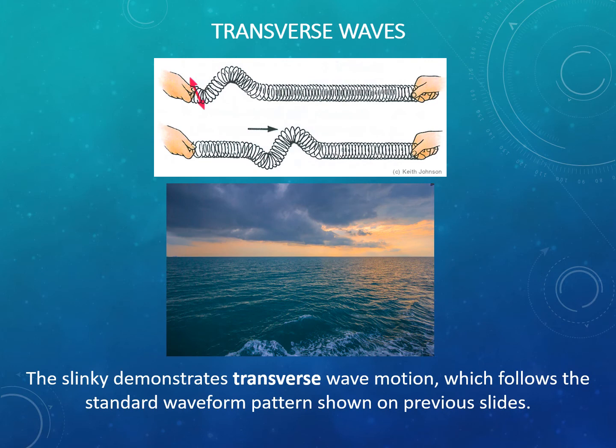Transverse motion is a single point of disturbance that generates a continuous large wave series with a distinct S-curve to that wave motion. The slinky illustrated in these diagrams demonstrates transverse wave motion.